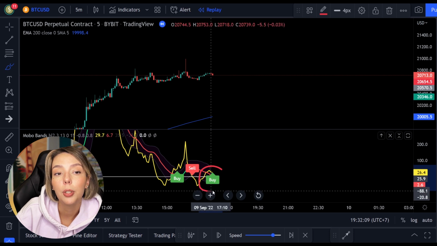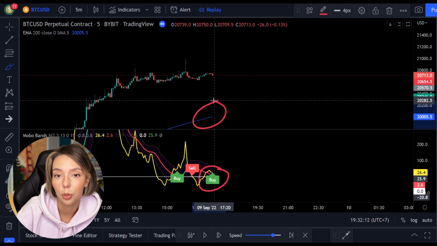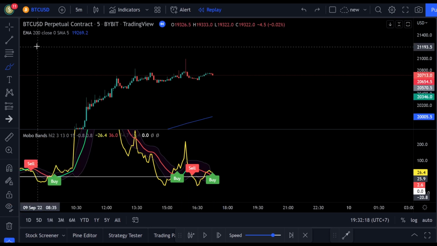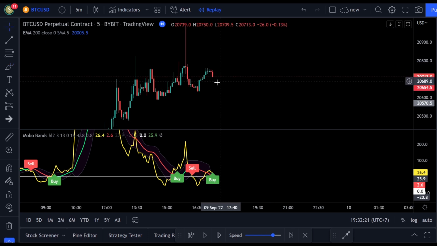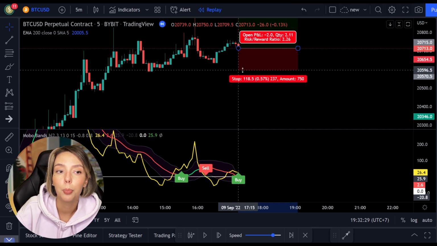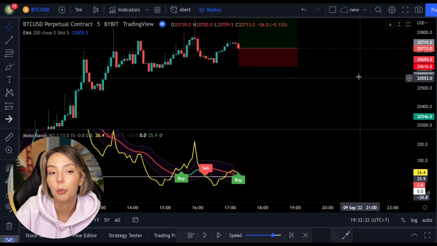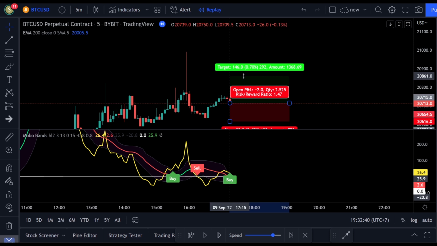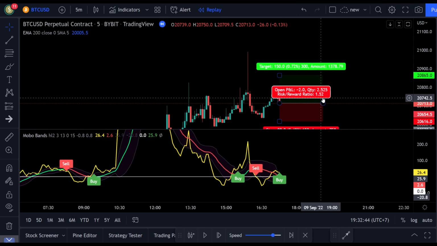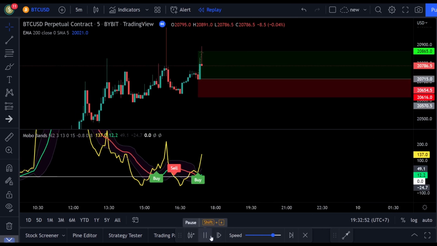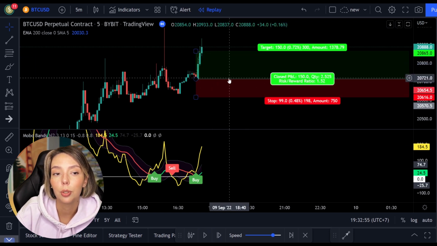Here we now see that the mobile indicator is once again giving a buy signal, so we open another buy position since we see that the price is still moving above the 200 EMA. We put the stop loss below the last low and set our target 1.5 times higher. In this case, we also see that the position closes profitably.